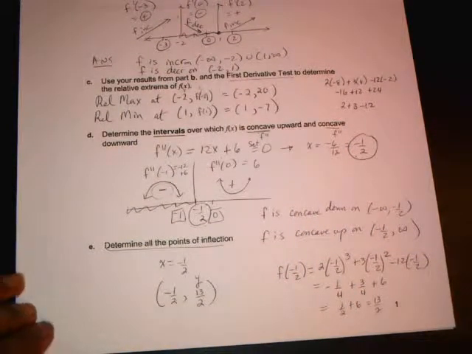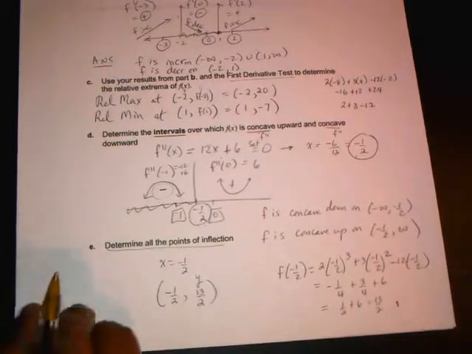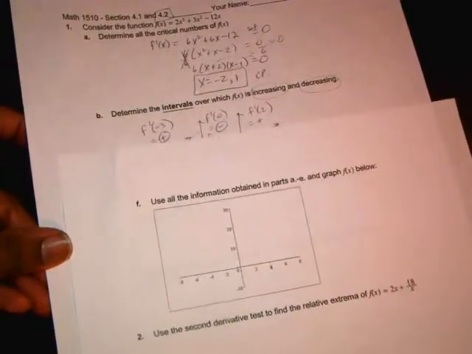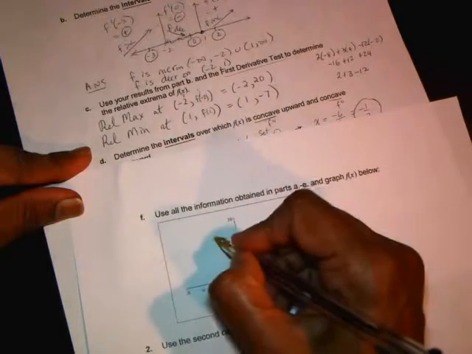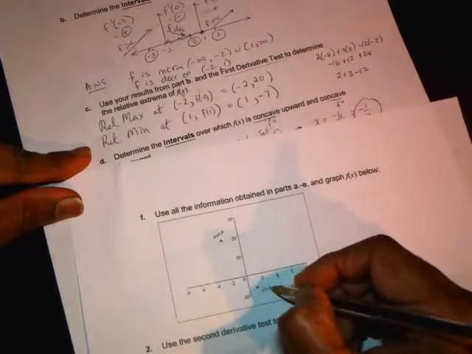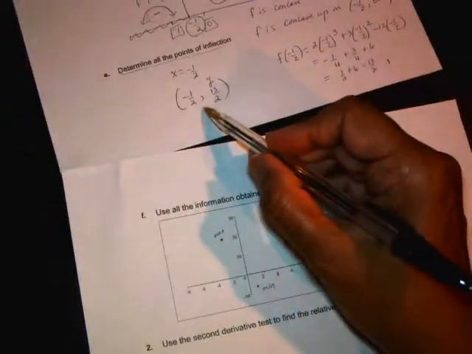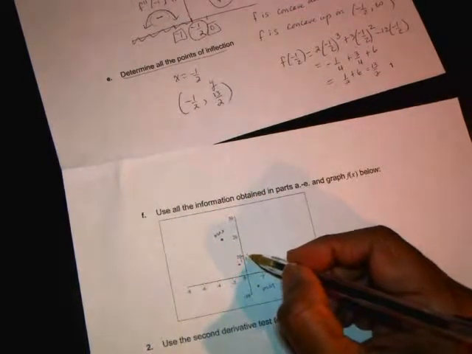Okay. So there's one more part here where we put all of this together and come up with a rough graph. So that's the next page. I'm going to keep this sheet handy. It says here, use all the information obtained in parts A through E to graph f of x below. So negative 2, 20 is an important point. Negative 2, 20, I'm going to write maximum there. 1, negative 7, somewhere here, we have a min. And then finally, negative half, 6.5, somewhere there is a point of inflection.